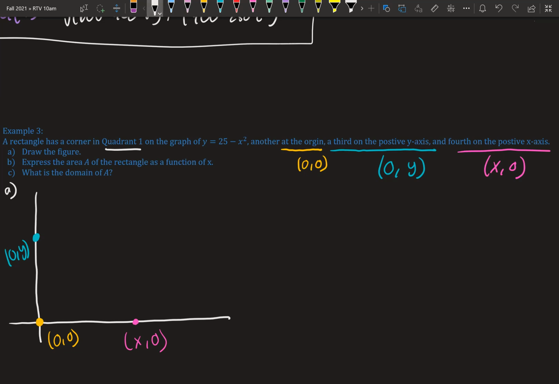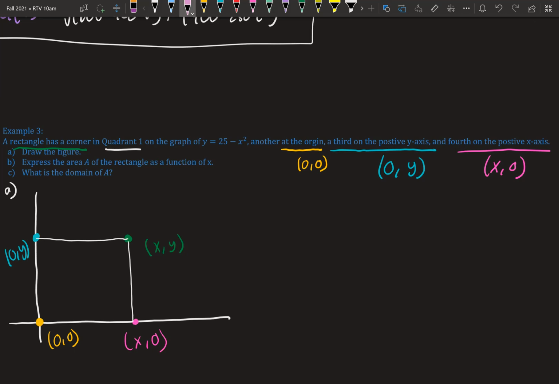It says we have a rectangle, and it has a corner in quadrant 1. So if I have a rectangle, doesn't it make sense to put it right here to create the rectangle? We don't know what that is, but we know it's positive x, positive y. They're both positive because we're working in quadrant 1. And we can connect the dots to make our rectangle. We're almost done drawing, not completely yet.